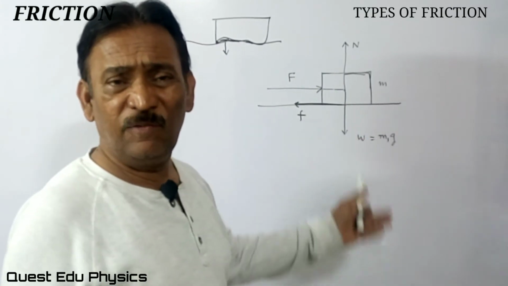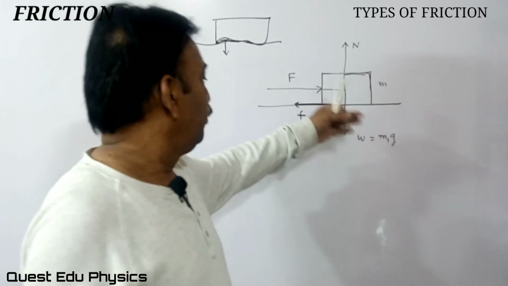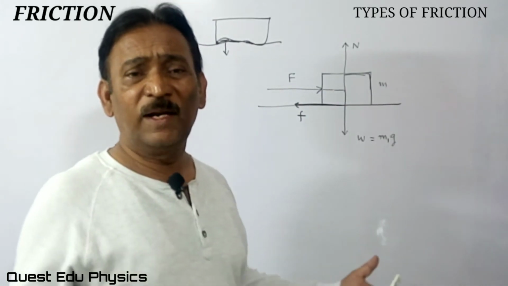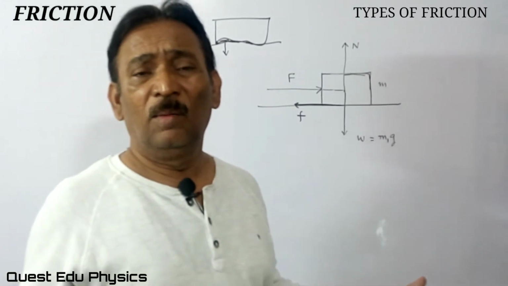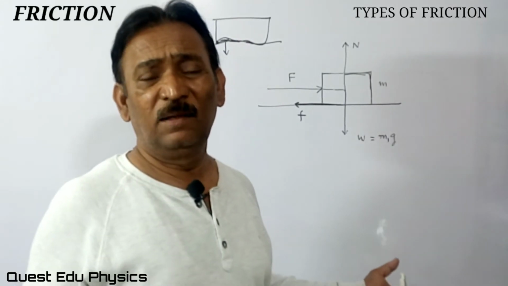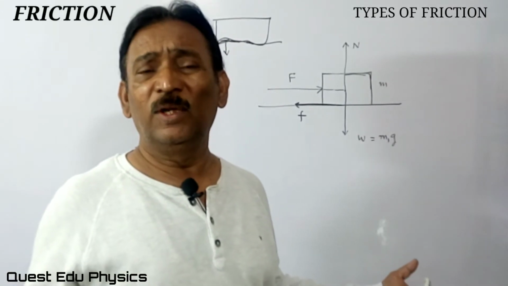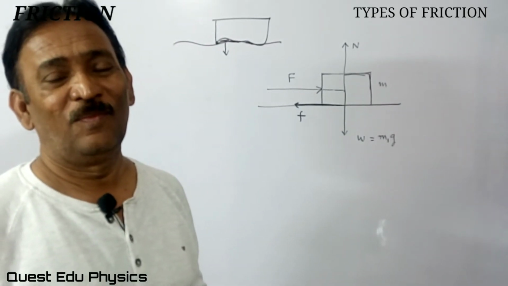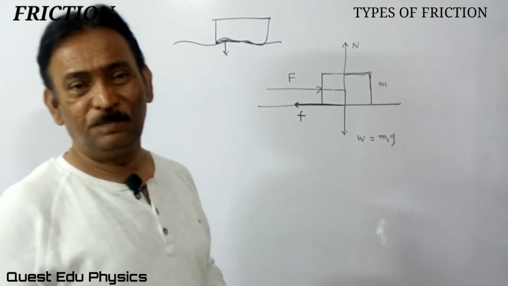When electrons move from one place to another, what happens? One surface gets more positive charge and the other surface gets more negative charge. And you know that negative gets attracted to positive. In that way, friction force will develop.